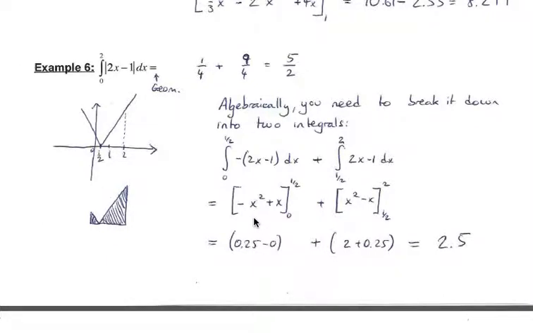So the integral of negative 2x minus 1 is this. We integrate from 0 to 1/2. So we plug in 1/2 in that, and then we subtract 0, because negative 0 squared plus 0 is 0. And we do the same for the second half. Here, plug in 2 and plug in 1/2. This is what we get, 0.25 minus 0. And for the second part, I guess this is 2 minus negative 0.25. So it became 2 plus 0.25. And when we put all of this together, of course, we get the same answer as the geometric method.